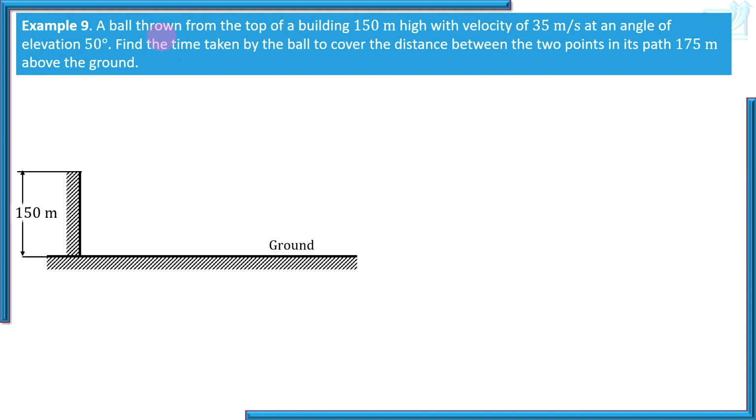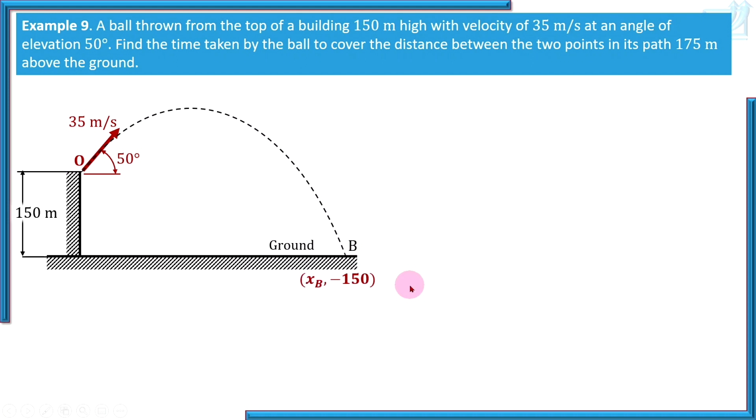Visualize the situation or this motion. From a building 150 meters high, a ball is thrown at an angle of 50 degrees and velocity 35 meters per second. So that ball moves along a parabolic path. It strikes the ground, say at point B. So we are following the procedure. I have chosen the origin where the motion starts, and I have written the coordinates of point B.